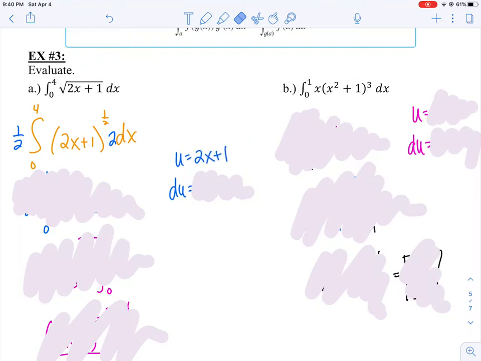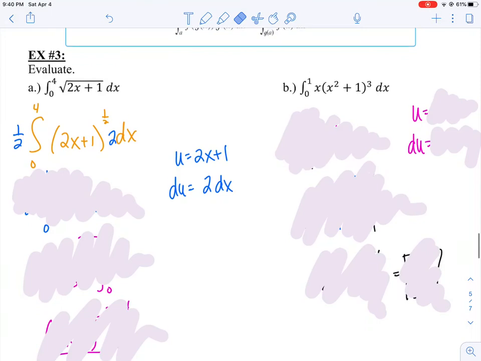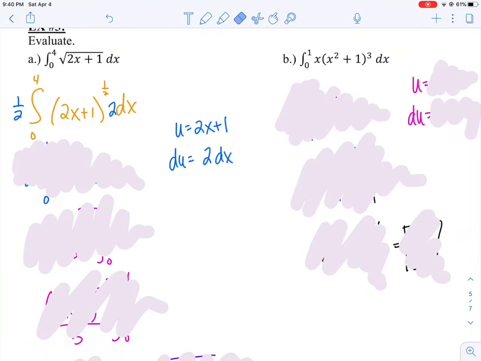So I'm going to call u my 2x plus 1. That means the derivative is 2 dx. If you've noticed that there is no 2 in my problem in order to have my du, so I plugged in a 2 and I balanced it out with a 1/2. Remember, that's legal as long as you balance it out. So if I use my U substitution, I end up with a problem that says u to the 1/2 du. We're integrating it from 0 to 4, and then we have our 1/2 in the front still.